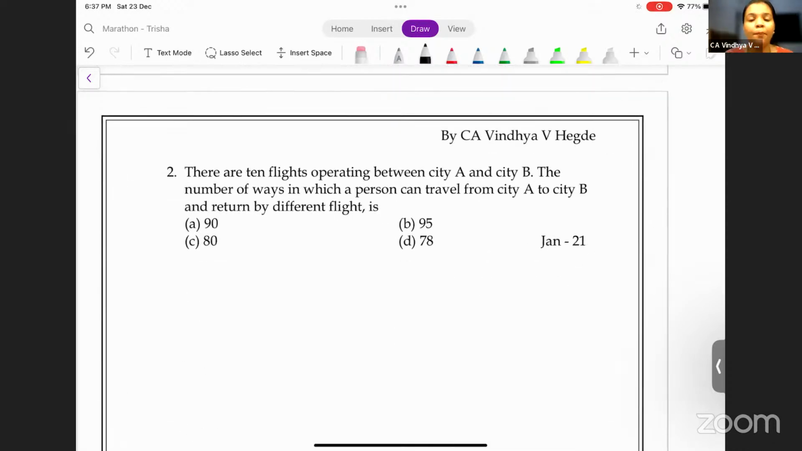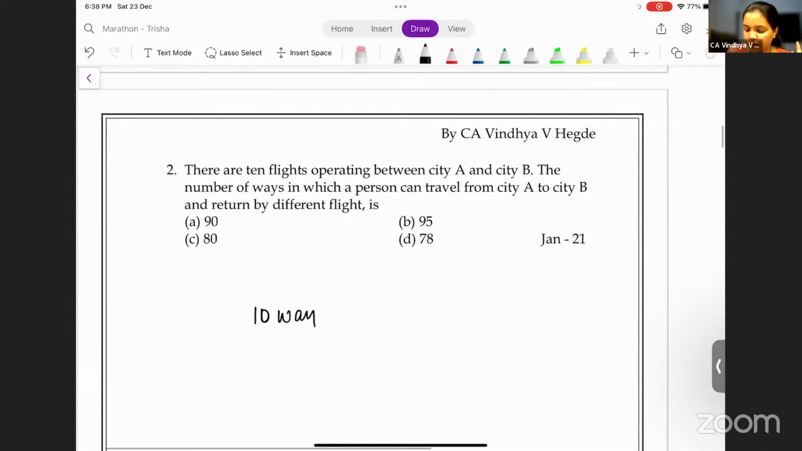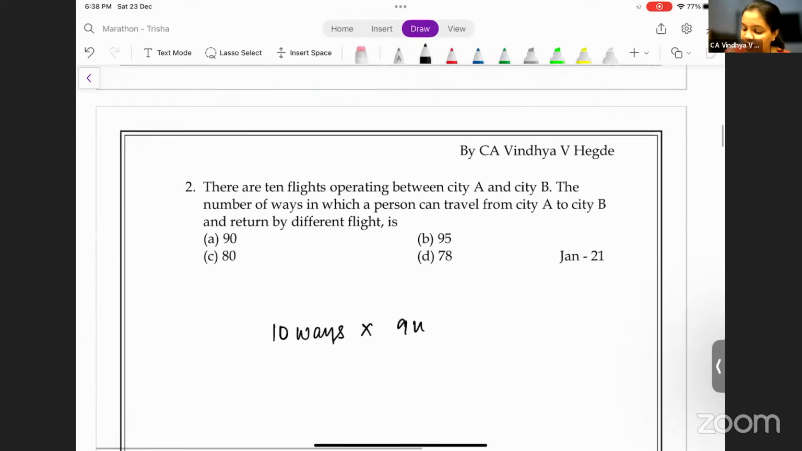There are 10 flights operating between city A and city B. Find the number of ways in which a person can travel from city A to city B and return by a different flight. Very simple. To go from city A to city B, you have 10 possible flights. So 10 ways. And to come back, one of the flights gets eliminated because it said a different flight. There are 9 ways. So 10 into 9, 90 ways. That's all.